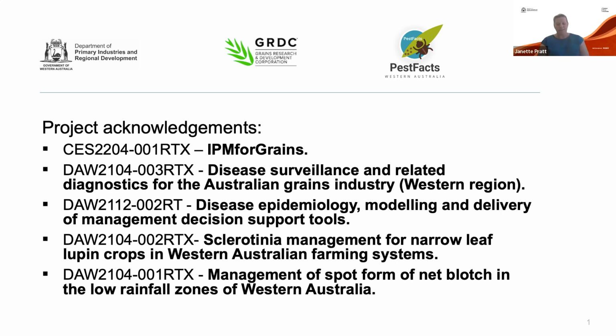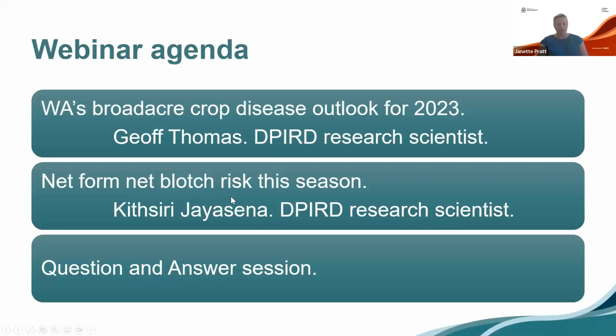So the data discussed in today's webinar has come from the GRDC co-funded modelling and disease surveillance projects that are currently listed on the screen. So moving on to today's agenda, DPIRD research scientist Jeff Thomas is going to be discussing the 2023 Broadacre disease outlook for WA, and then DPIRD research scientist Kith Siri Jayasena will talk about the net blotch risk for this season. And right at the end, we're going to have a question and answer session.